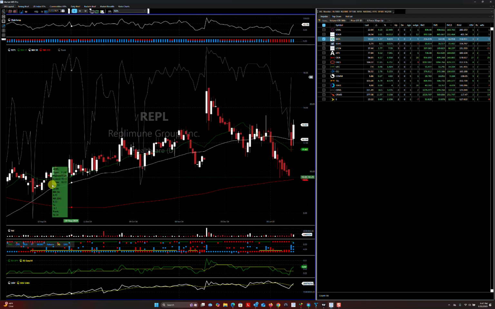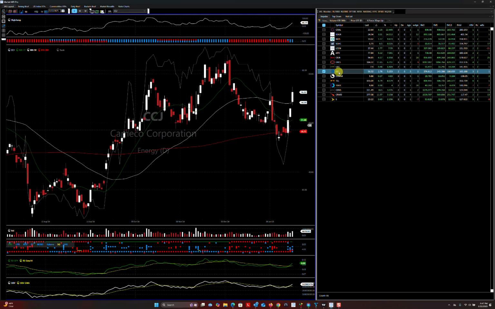REPL, Replimune, nice steady uptrend, had a big move up here and down, broke out above the 50. Look at the dots, CPR, volume, and a momentum, two momentums in a row. And I often find things to buy in this list. CCJ, I know that uranium was one of the strongest groups, and this is one of the big uranium players taking out the 50-day moving average, and it had volume and it had a momentum signal.